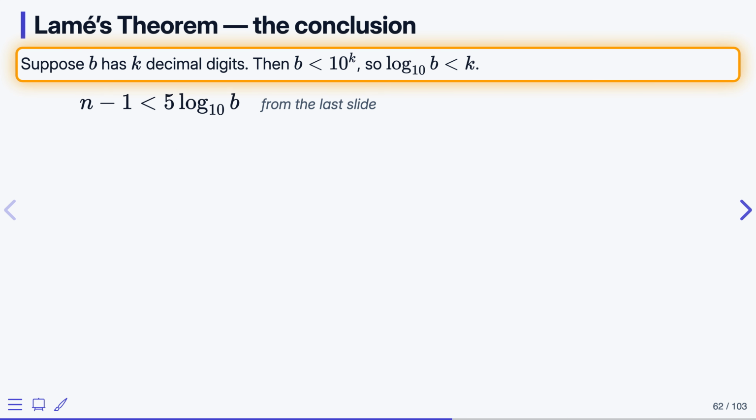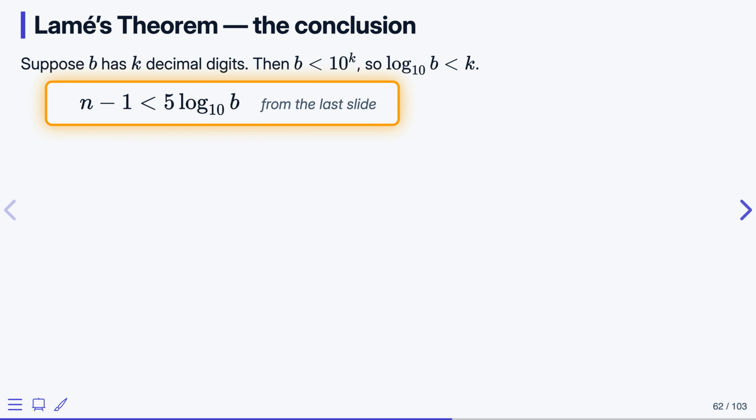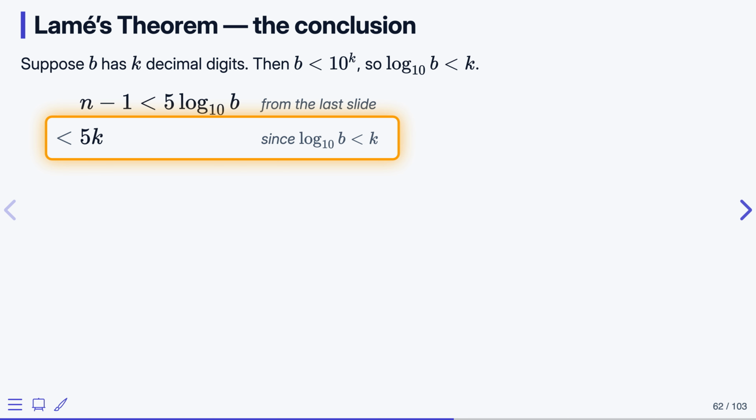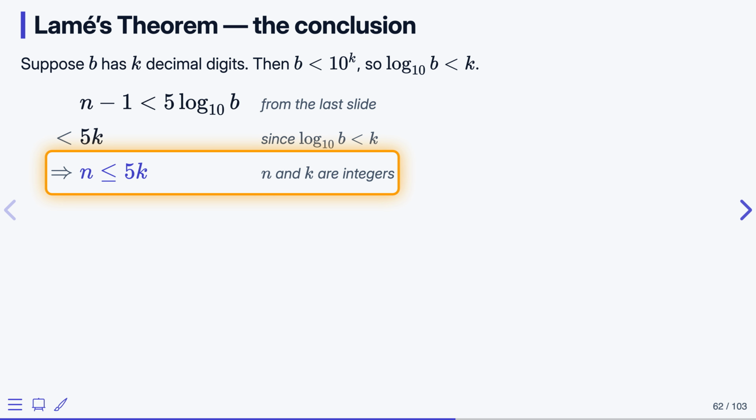Now say b has k decimal digits. Then b is smaller than 10 to the k, so the log of b is smaller than k. Line 0. We had n minus 1 is less than 5 times the log of b. Line 1. Replace the log of b by k, the bound only grows, so n minus 1 is less than 5k. Line 2. Both n and k are whole numbers, so n is at most 5k. That is exactly what the theorem claimed.